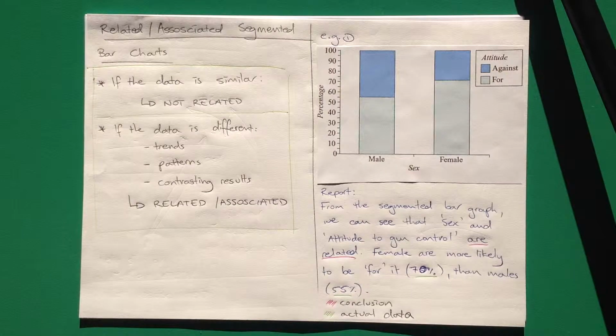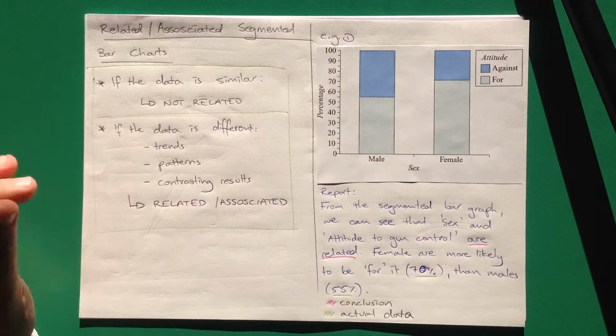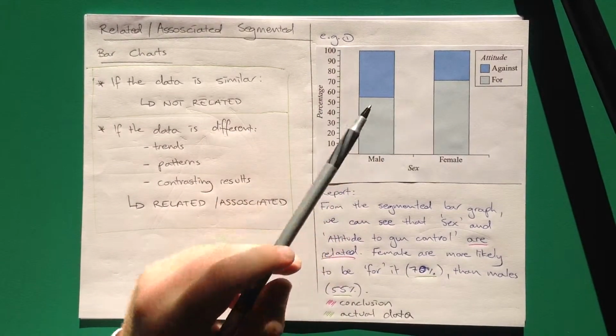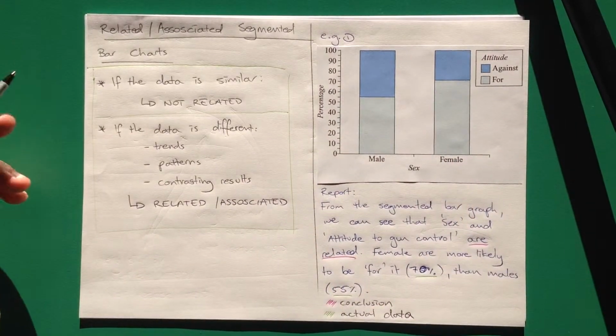So I've just looked at different kinds of data and whether they're related and associated. So now we're going to look at related or associated segmented bar charts. We know already how to draw a segmented bar chart. We haven't seen probably two next to each other before, but it shouldn't matter.